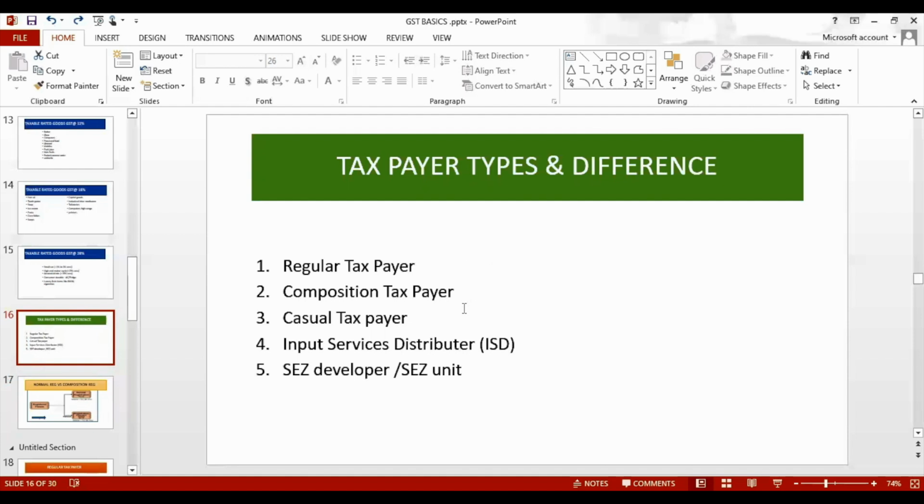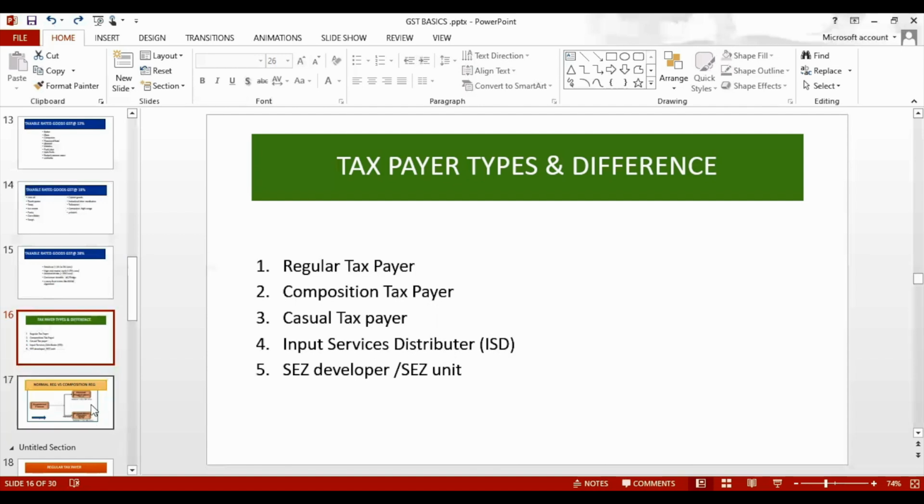Only some companies become composition taxpayers. Regular taxpayers and composite taxpayers are mostly dealers. Why? Because they are differentiated by the variation in annual turnover only. The other 3 types of taxpayer we can see rarely. I want to explain the first 2 topics clearly, and in the next 3 topics I will explain what is what.